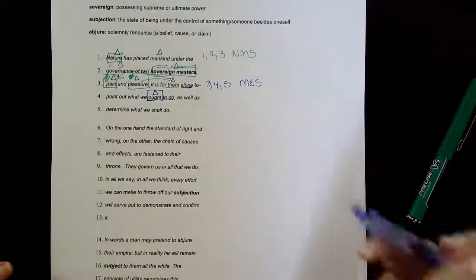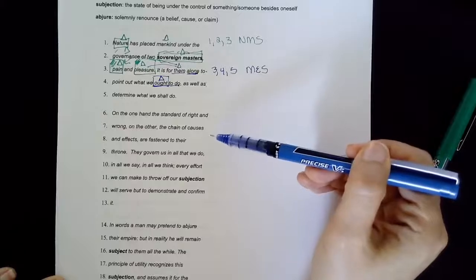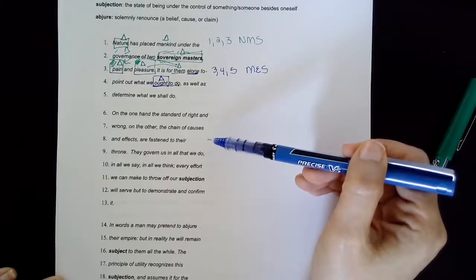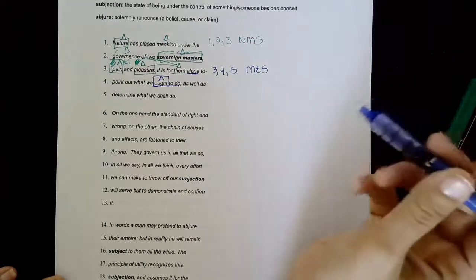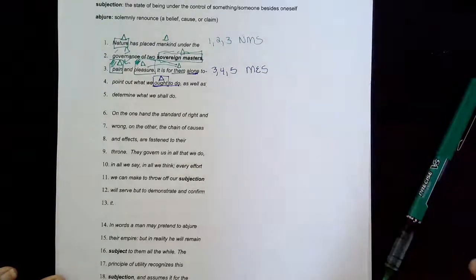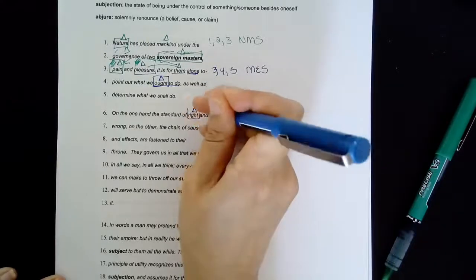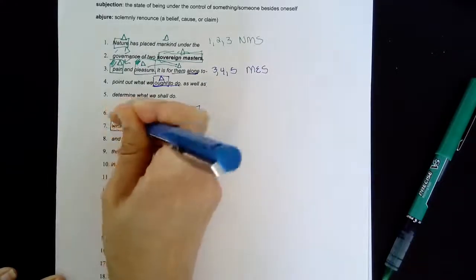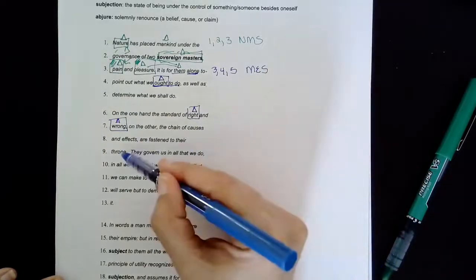Okay, so let's go to the next passage. On the one hand, the standard of right and wrong. On the other hand, the chain of causes and effects are fastened to their throne. So there we've got another statement, and of course very important concepts here: right and wrong, and on the other, the chain of causes and effects.